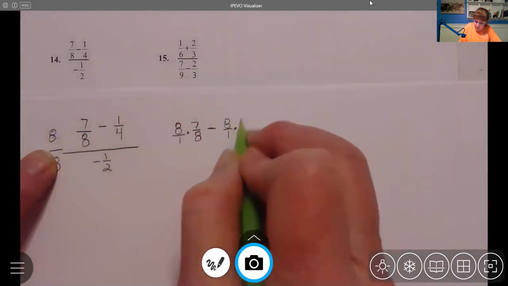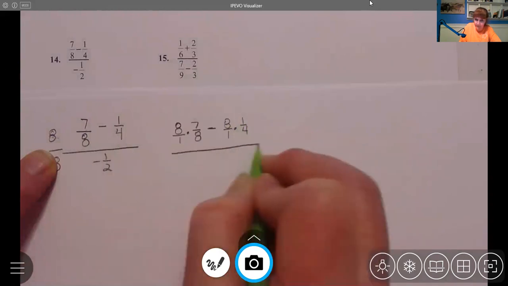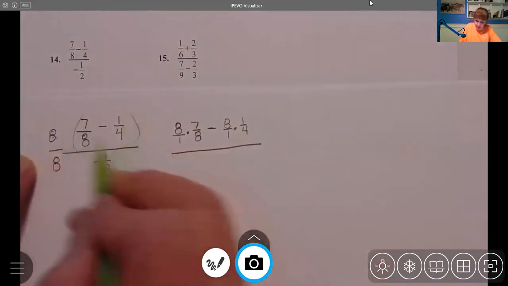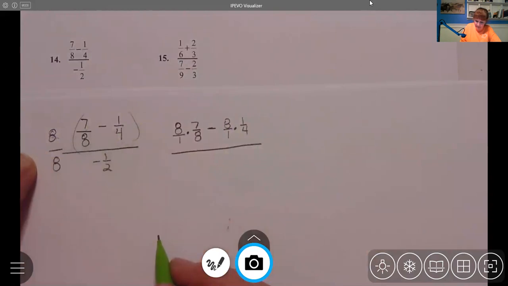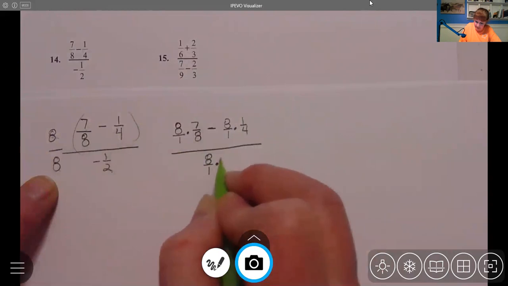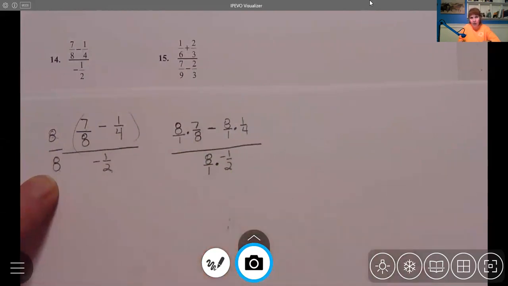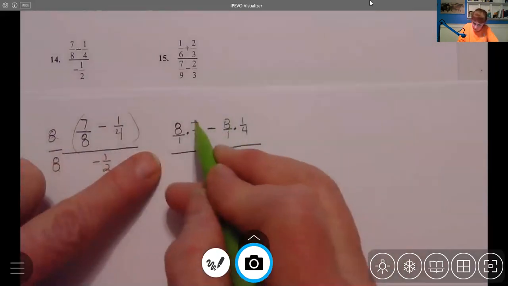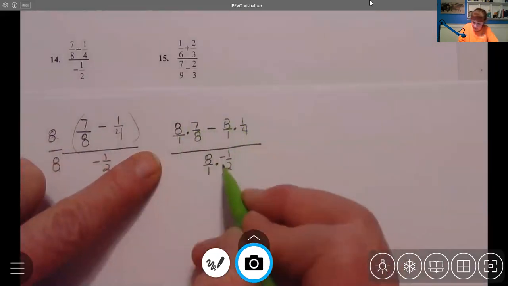8/1 times 1/4. It's like you're using the distributive property, 8 times everything. 8 times this, 8/1 times a -1/2. So you can actually write that 8 next to every single fraction individually. And yes, you do have to do it to every single fraction. You reduce them. You're going to multiply here, multiply.